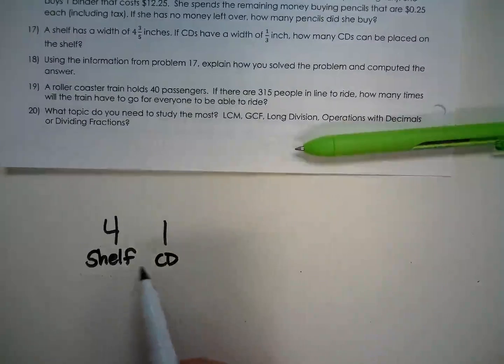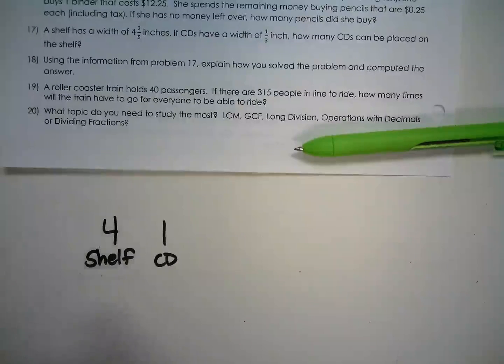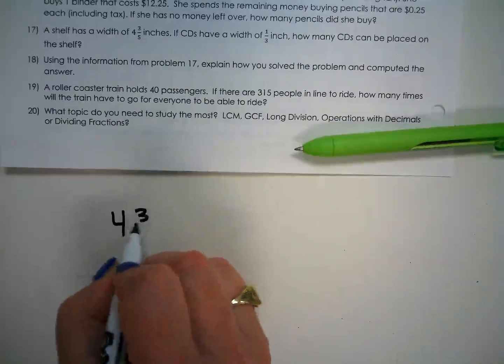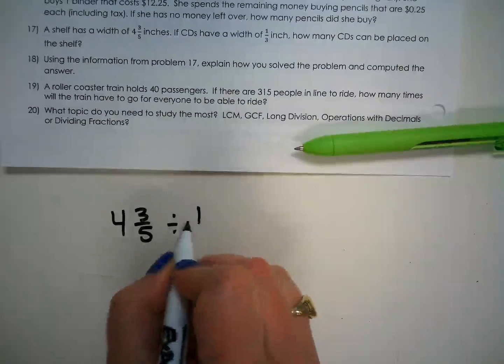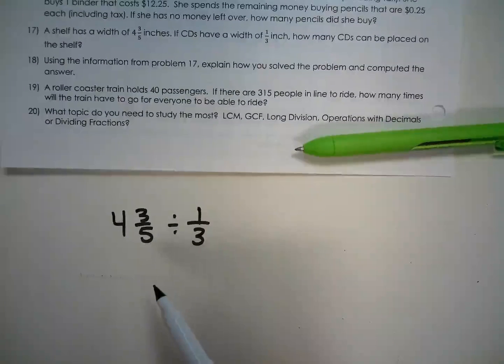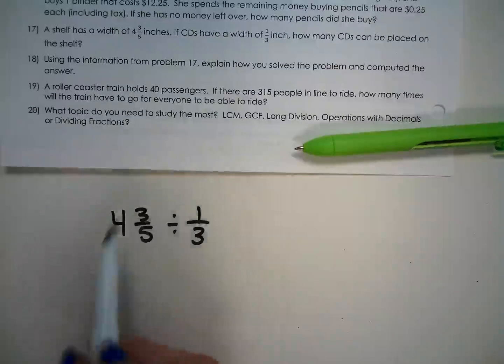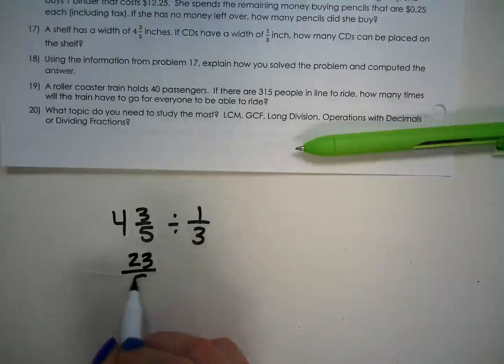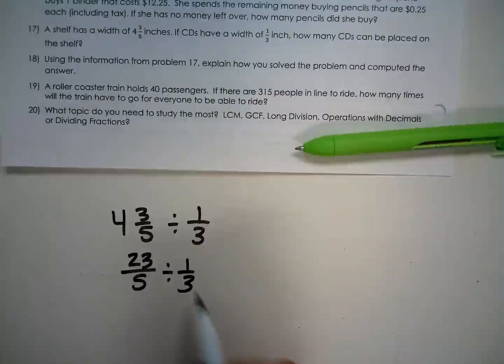Well, I think most of you guys would tell me 4, no problem, because 4 divided by 1 is 4. As soon as I introduce a fraction, all of a sudden you guys don't know what you're doing. But it's the same problem. 4 3/5 needs to be divided by how many 1/3 can go in there. So before I can do the division, I've got to change everything so we have no whole numbers. So 5 times 4 is 20, plus 3 is 23/5. And I'm still dividing because I haven't changed anything yet.